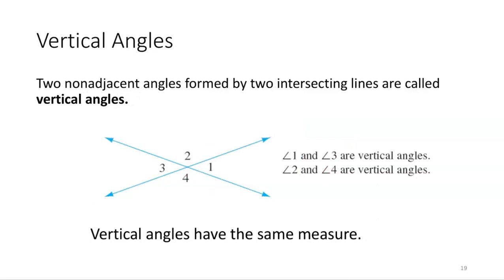Two non-adjacent angles formed by two intersecting lines are called vertical angles. So in this case, angle 1 and angle 3 are vertical angles. Angle 2 and angle 4 are vertical angles. One property of vertical angles is that they always have the same measure. So angles 1 and 3 are congruent, and angles 2 and 4 are congruent.